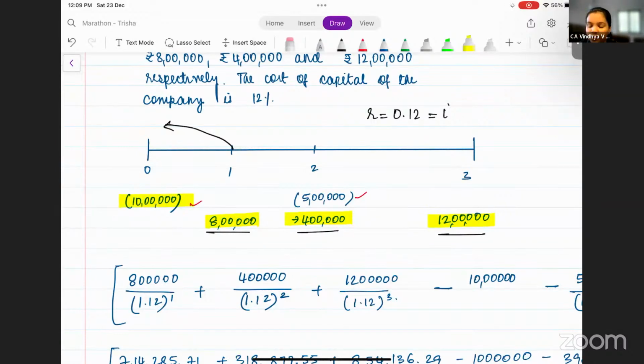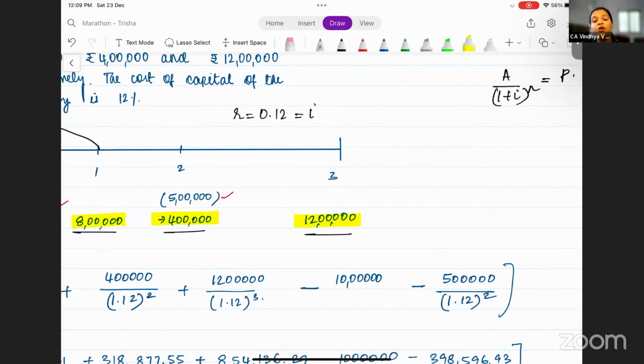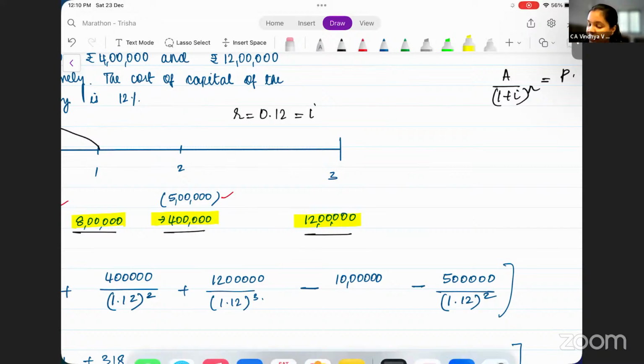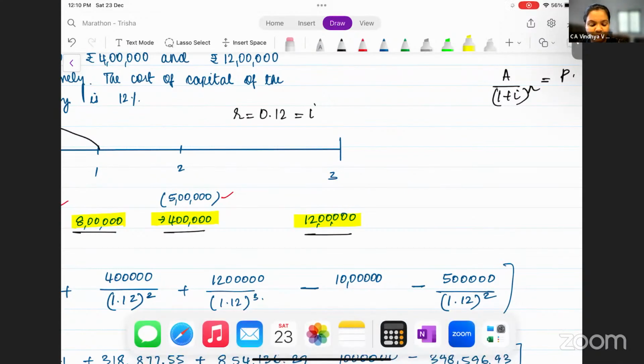Is this clear? And lastly, we have one more outflow which is at year 2. That is 5 lakh divided by 1.12 to the power 2. Okay, this is clear. Take out your calculators, everyone. We will apply M plus to find the answer for this.